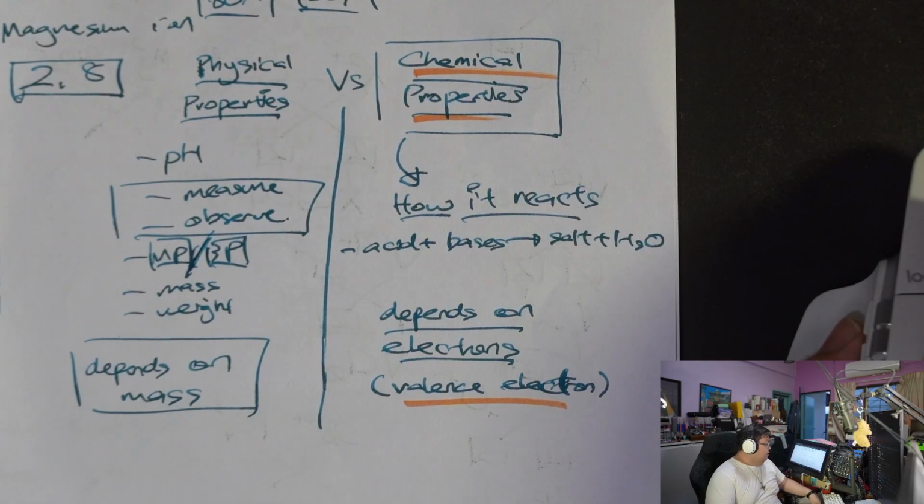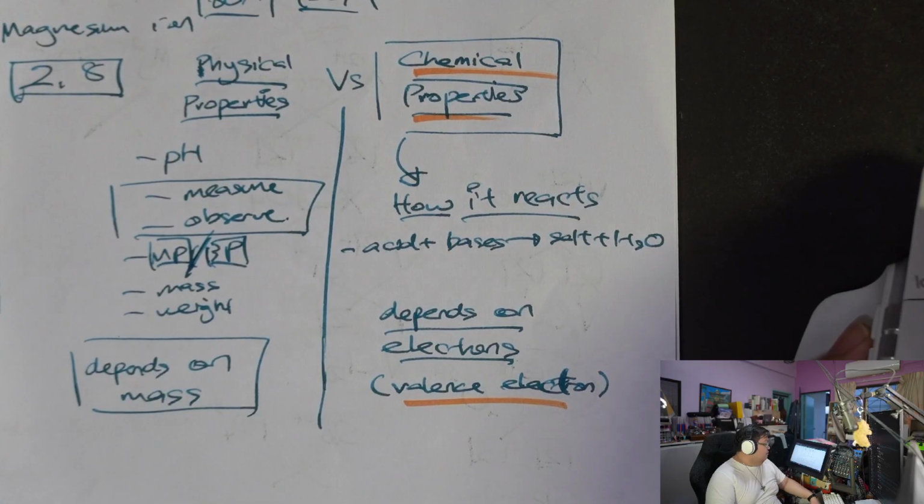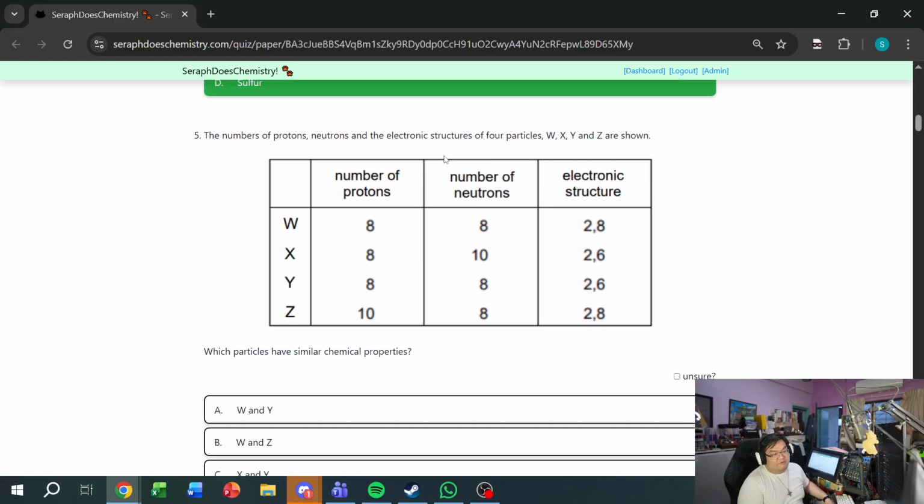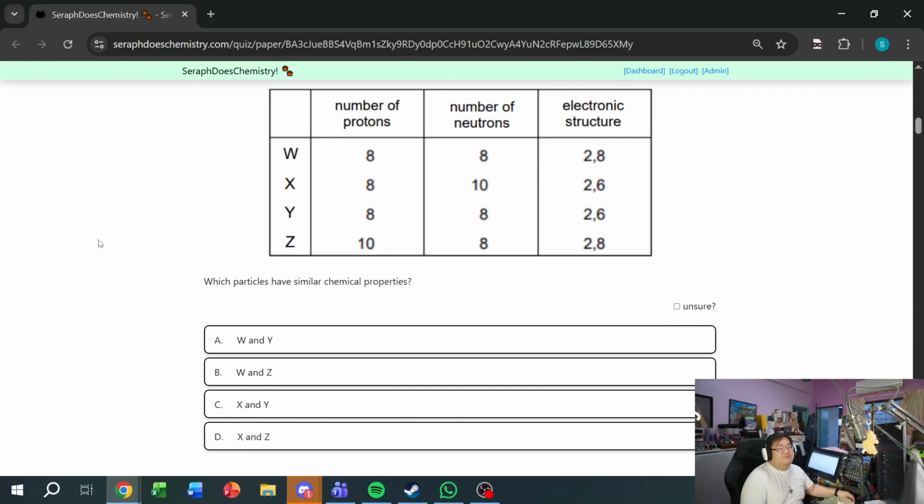I would pick X and Y instead though, because wait a minute, X and Y is basically the same element because the proton number is exactly the same. So I think they want different particles, so I pick W and X. W and Z, W and Z. Because X and Y have the same number of protons. W is a different element compared to Z.